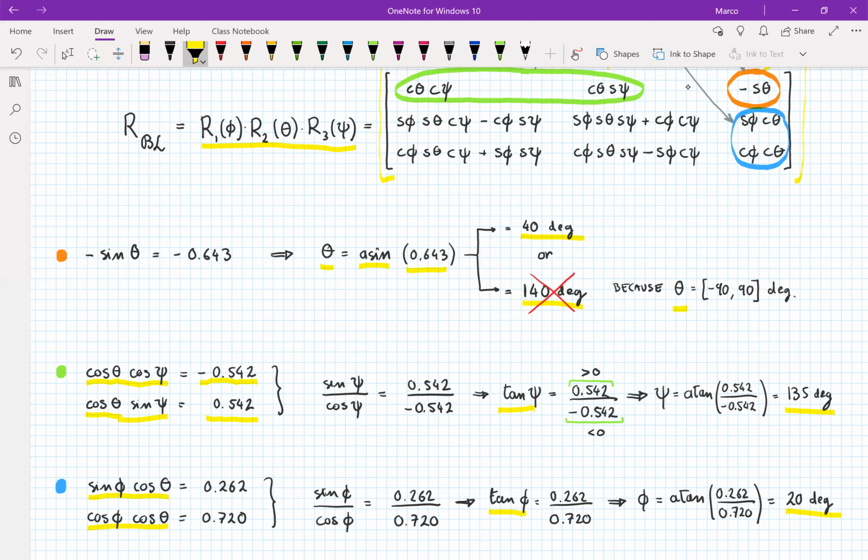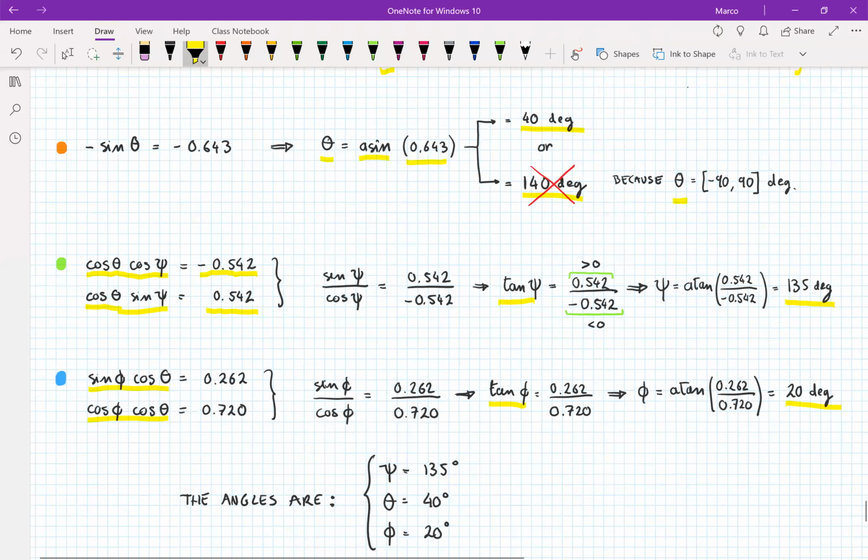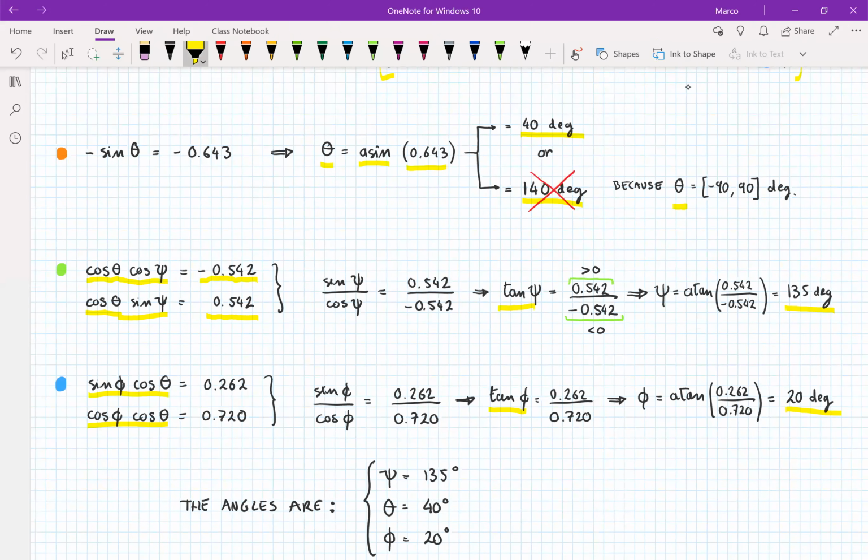So it seems that we found all three Euler angles. So the yaw angle is equal to 135 degrees, the pitch angle is equal to 40 degrees, and the roll angle is equal to 20 degrees. Now, the thing is here, there's 135 degrees. Some people might not find the right value. And why is that?